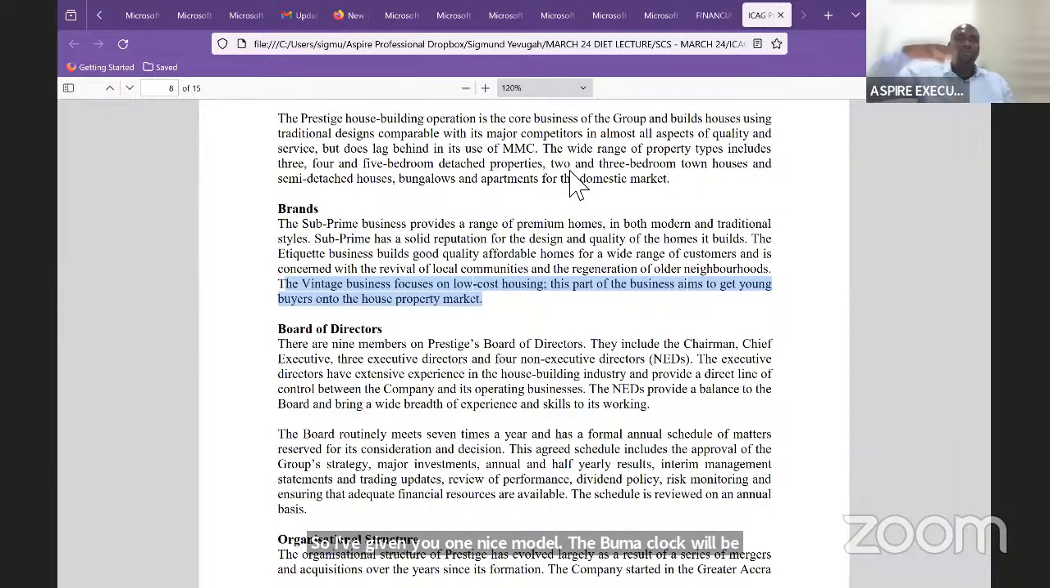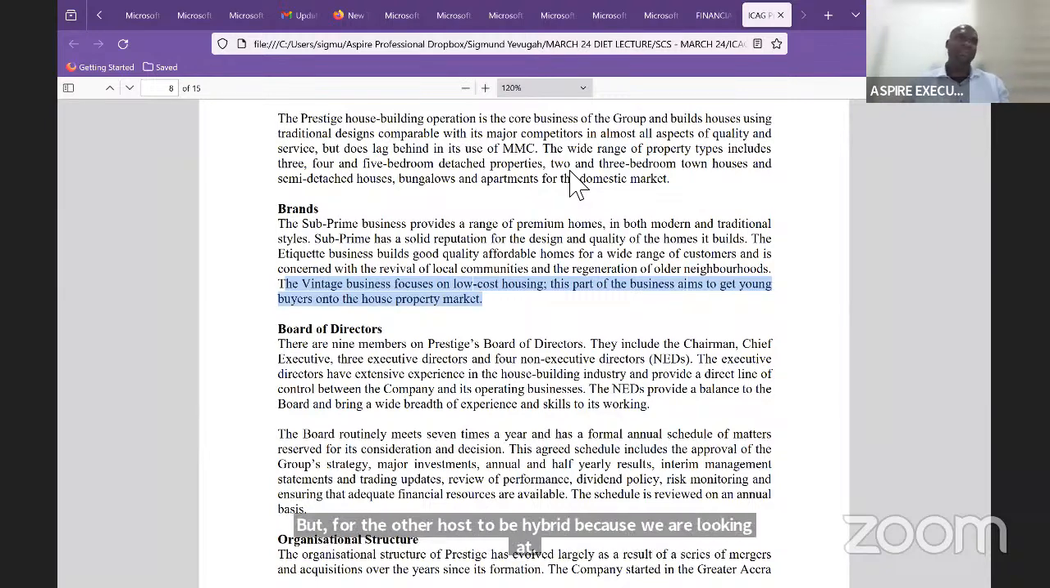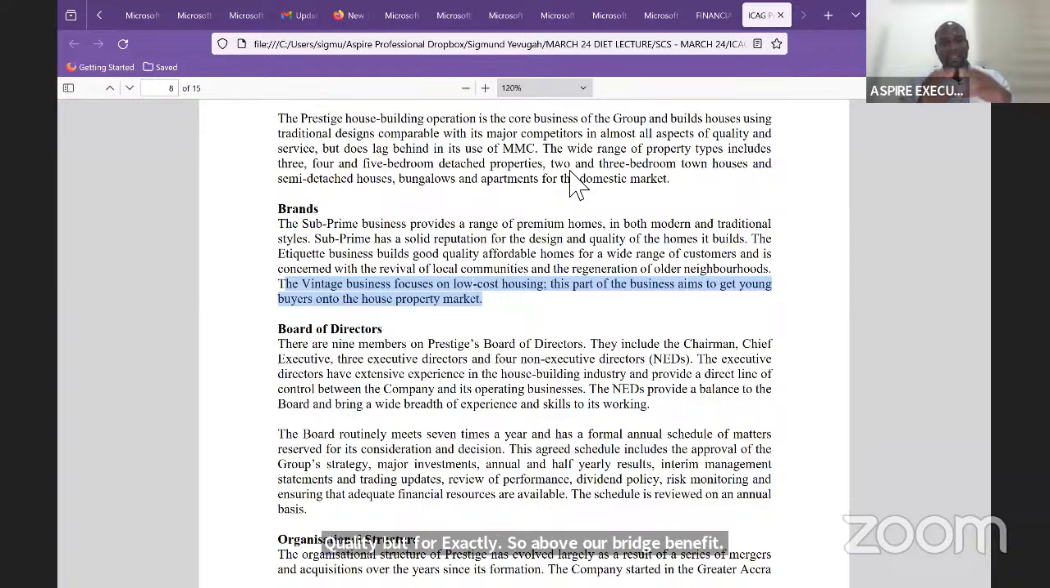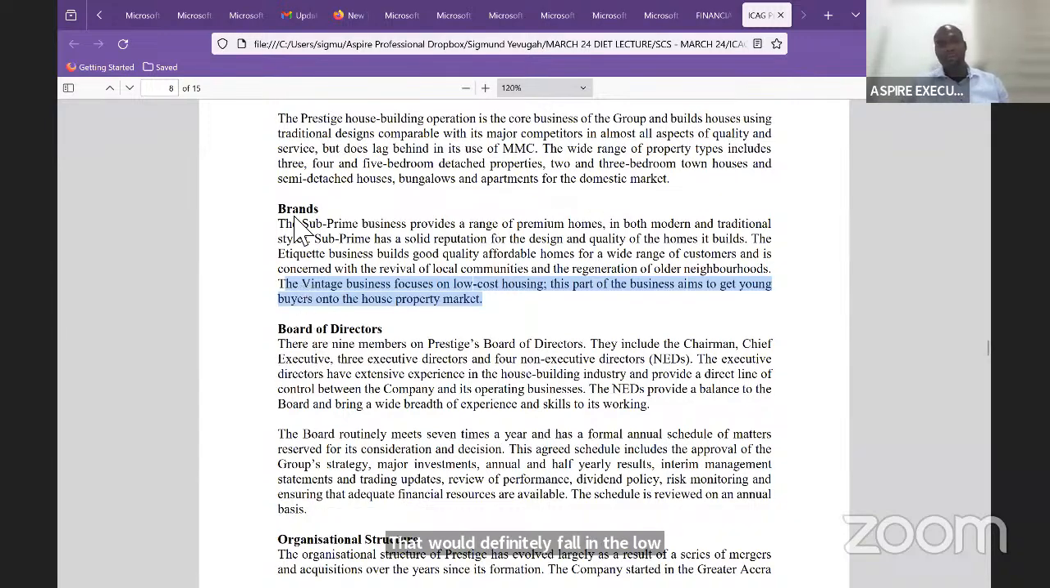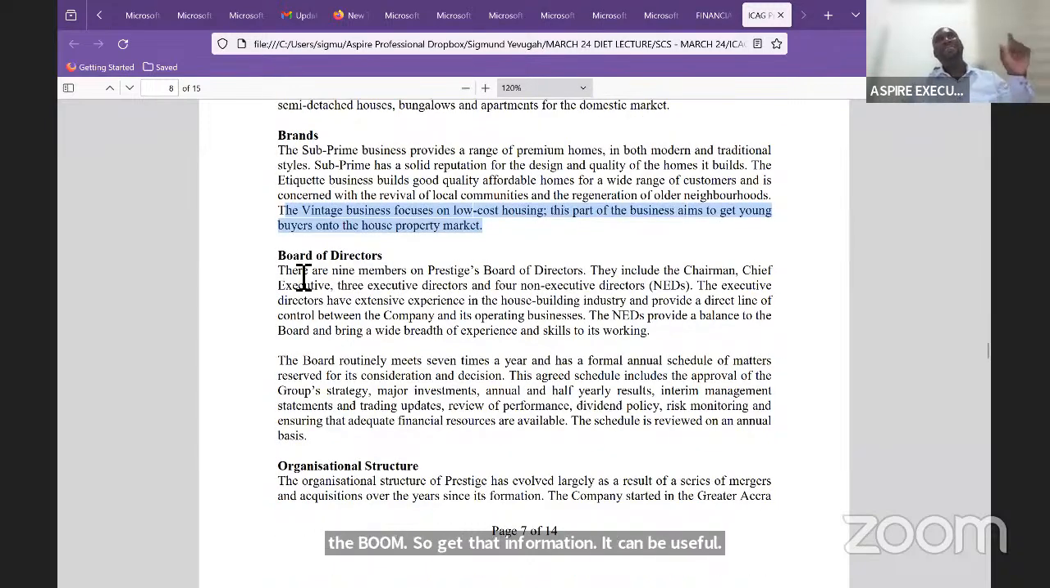Exactly. The premium homes will obviously be on the focus, or you can use differentiation, either focus or differentiation. But the affordable homes could be hybrid, because you are looking at quality but affordable. Exactly. So above average benefit, but below average price. Then the Vintage one is low-cost housing. That will definitely fall in the low price strategy, strategy number 2 in the Bowman clock. So get that information. It can be useful if you are supposed to discuss the critical success factors in the Bowman clock. You can use this to discuss that and link it to the company's product.